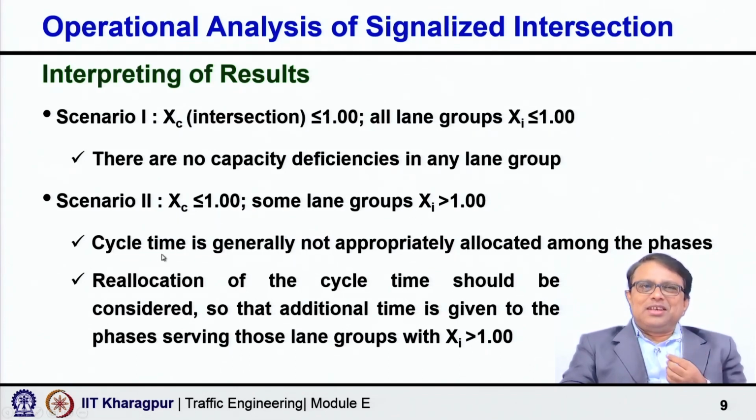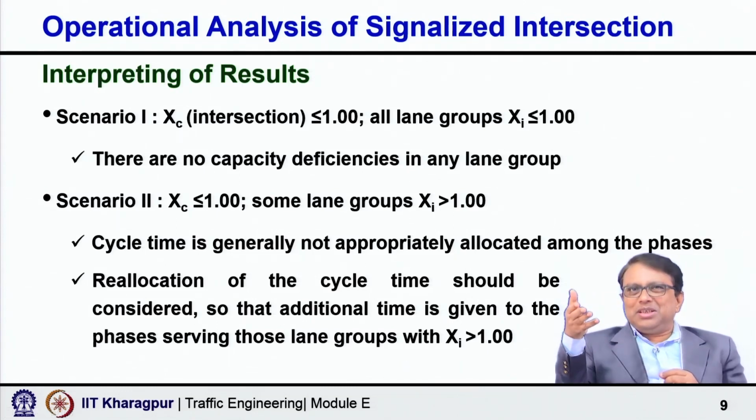So, the indication is cycle time is generally not appropriately allocated among the phases, and therefore, reallocation of cycle time should be considered, so that additional green time is given to the phases serving the lane groups with xi greater than 1. So, where the volume to capacity ratio for a certain lane group is more than 1, we should allocate more green time there and reduce the green time for the other lane groups or other phases.